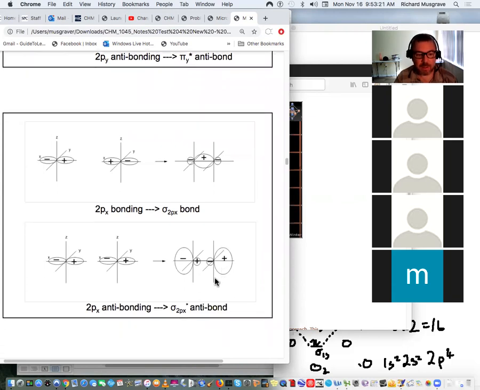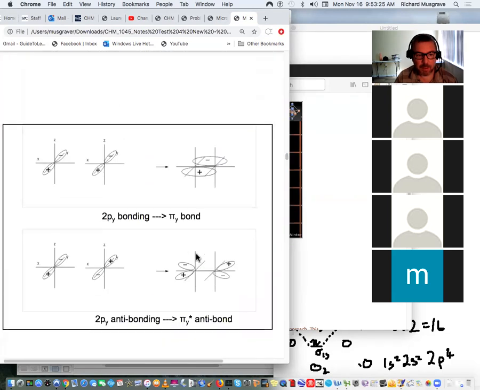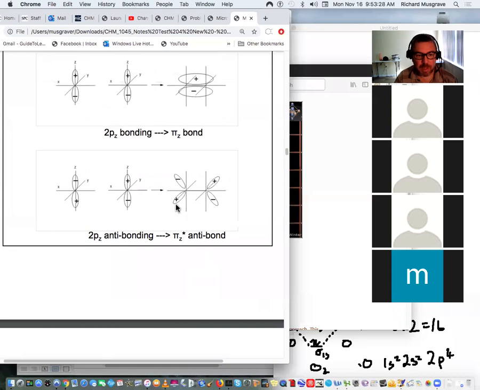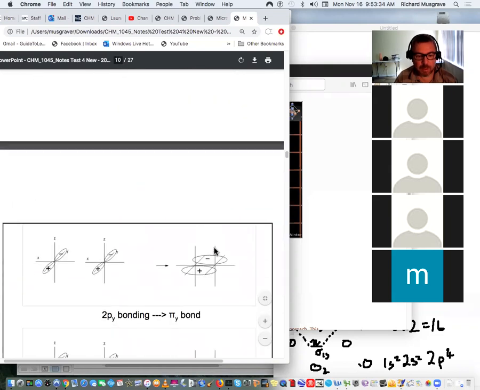This is along the x-axis. This is a sigma bond, and you can see the difference. In the pi bonds, it's parallel. It's a parallel bonding where we get both lobes to bond together to form a pi bond. You can see that there.